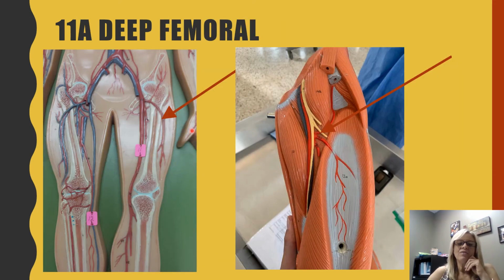All right, so here we have the deep femoral. So you will have the femoral, and off of the femoral artery, you're going to have this branch. It's a pretty large branch called the deep femoral. It is going deeper into the tissues, all right? So it is more posterior or deeper than the rest of the femoral artery.